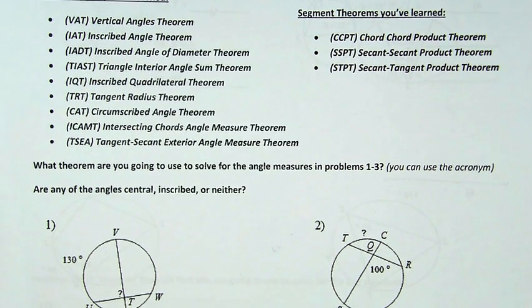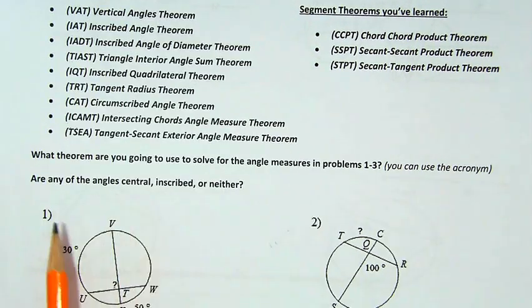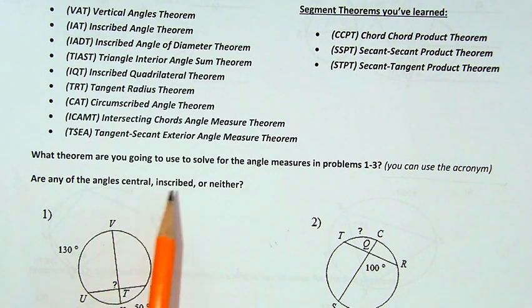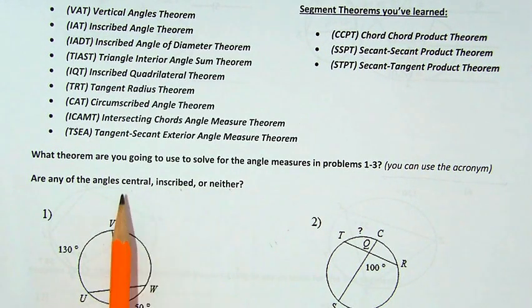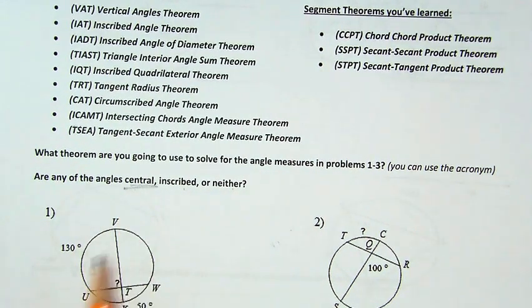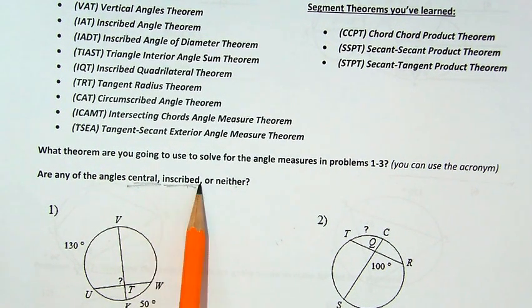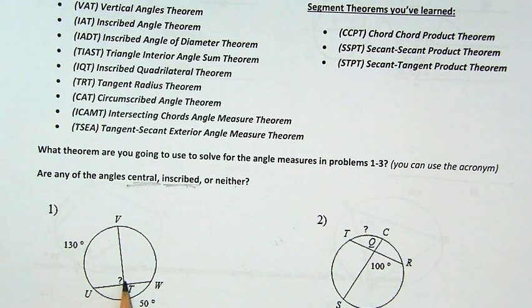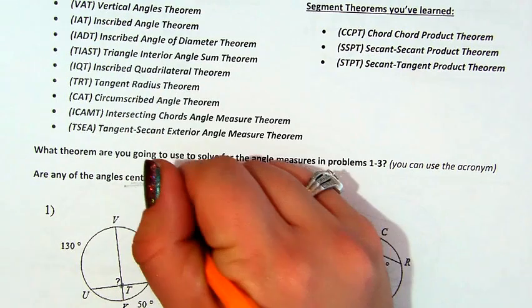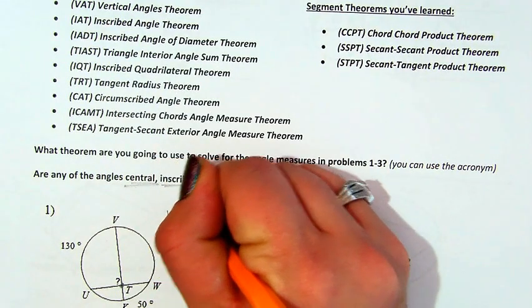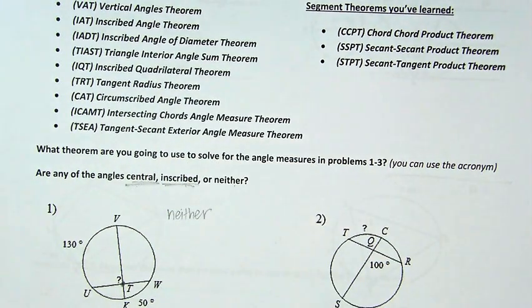So for this first one, let's answer this question first. Are any of the angles central, inscribed, or neither? Central angles have to go through the center of the circle. Clearly this isn't going through the center. Inscribed means it's on the circle. As you can see, this point here isn't on the circle. So for this particular case, it's going to be neither.